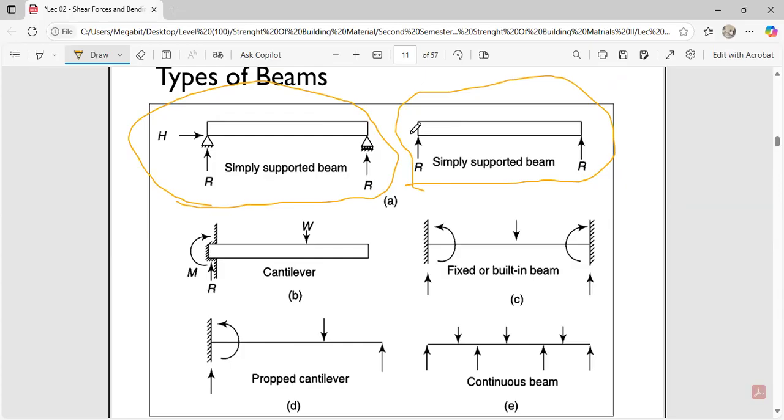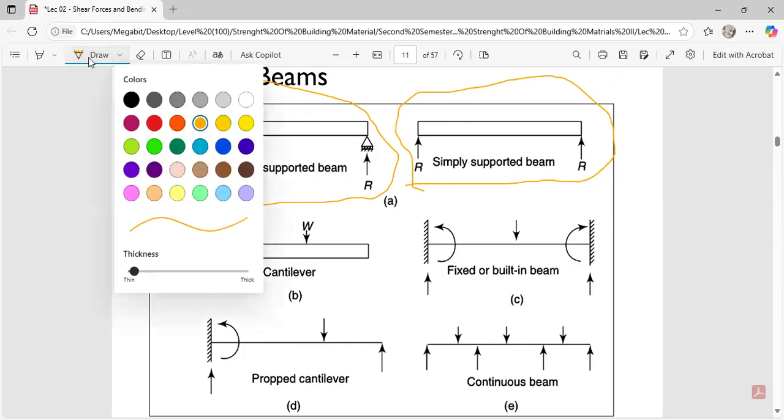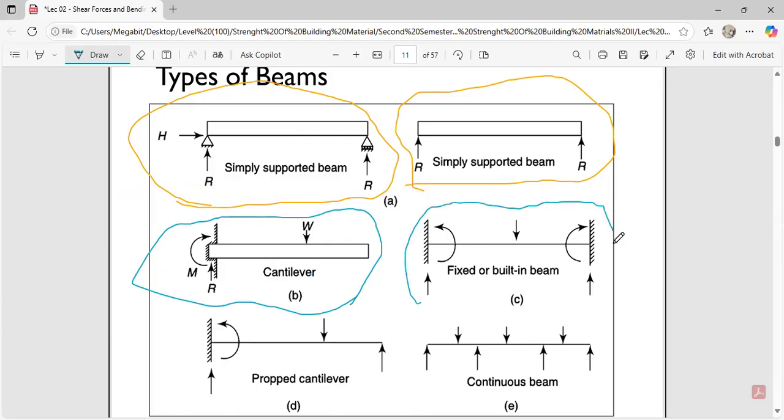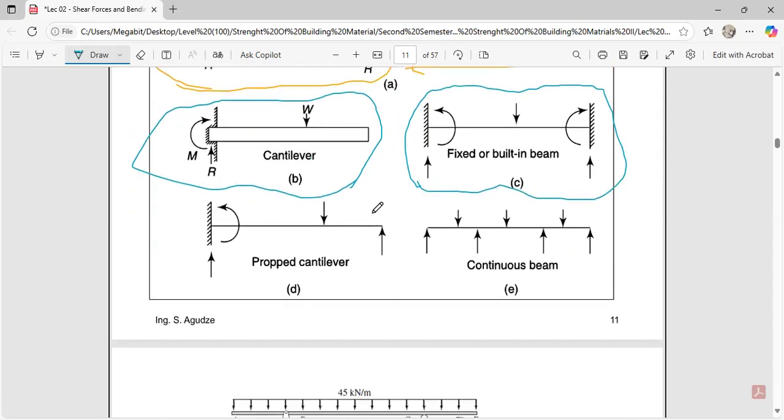On the cantilever beam, you can see how the cantilever beam has been displayed over here. We say a cantilever is a beam which has one end fixed and the other end free. And this is a fixed beam, or built-in beam. You can say that both ends are fixed.